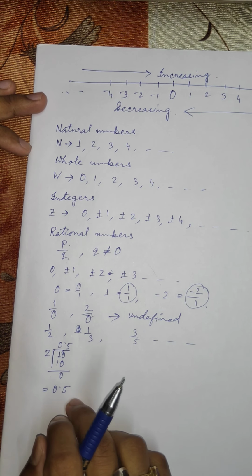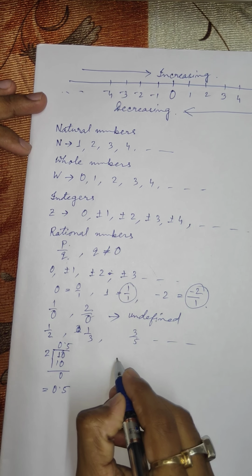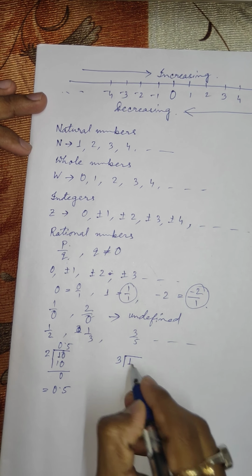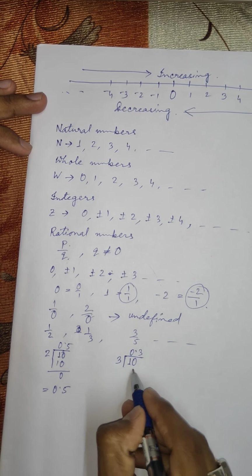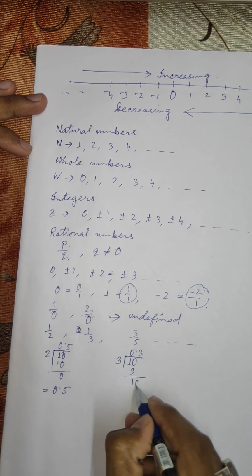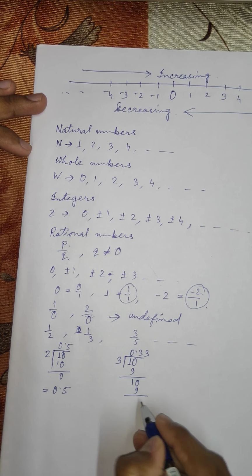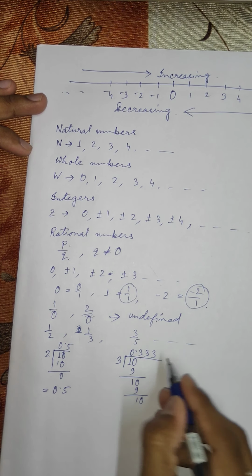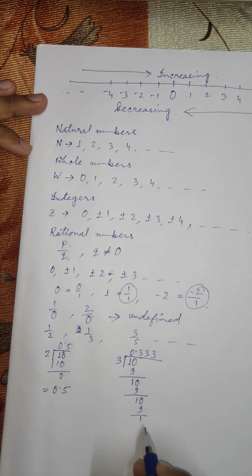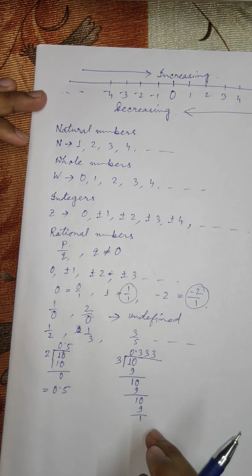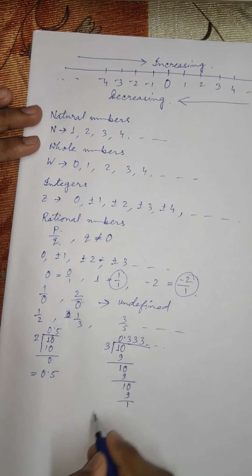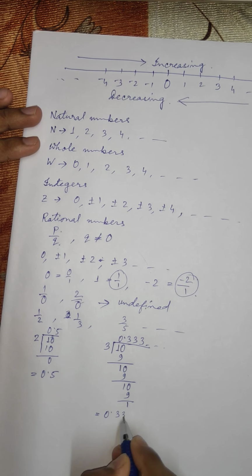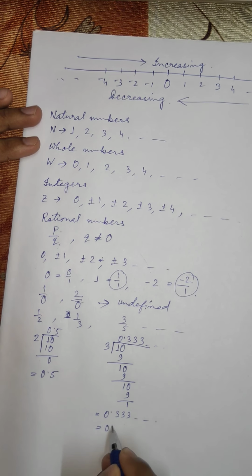It terminates here. But in case of 1 by 3, if I divide 1 by 3, 3 threes are 9, remainder 1, again 0, 3 threes are 9, remainder 1. It will continue. We cannot get the remainder 0 in this case. So this 3 will be repeating. The answer will be like this, 0.33, so it will be repeating, or you can write 0.3 with a bar simply.